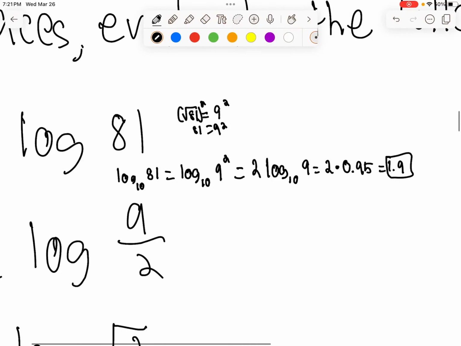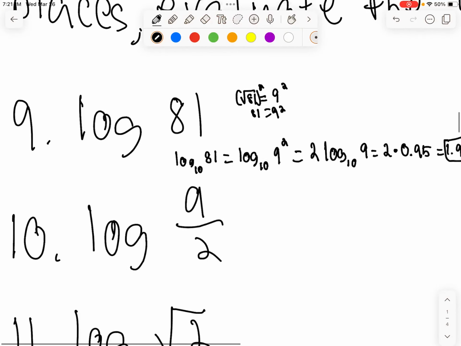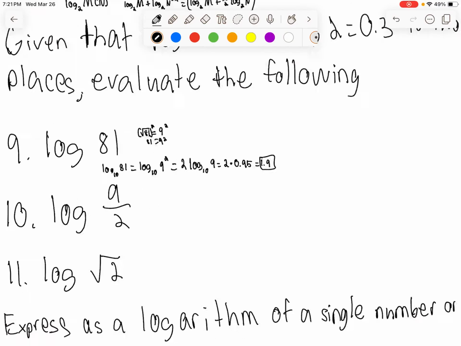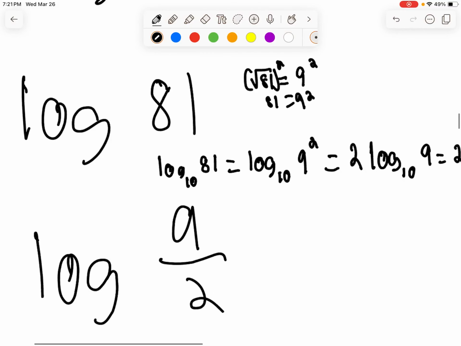Anyway, the final answer is 1.9. I'd like to apologize because this is just me writing poorly. This is a 9, not an A. Sorry about that.